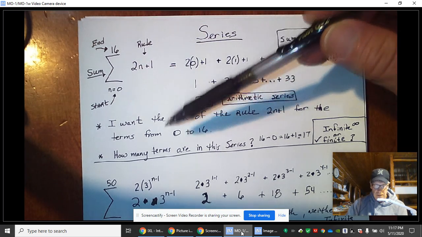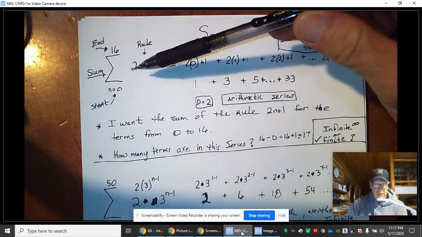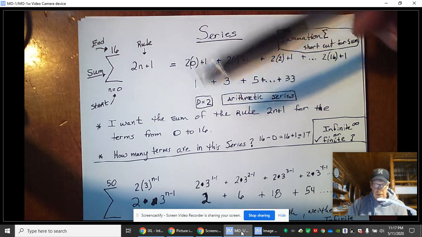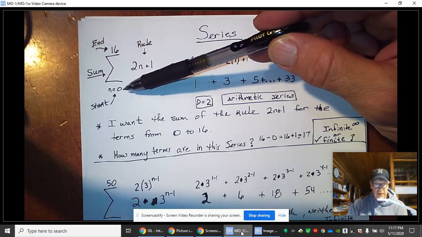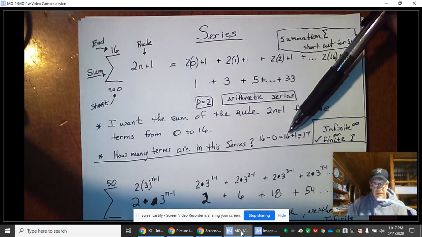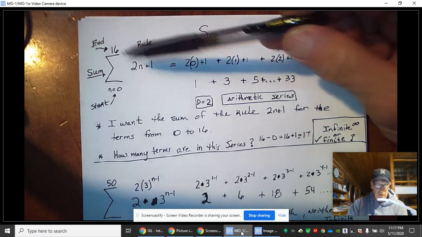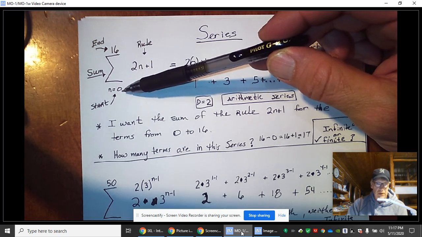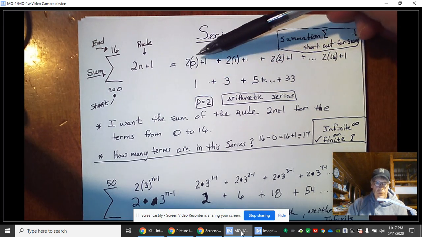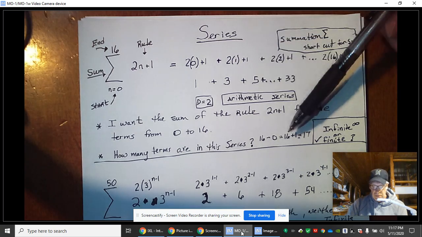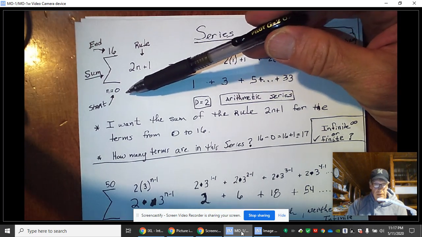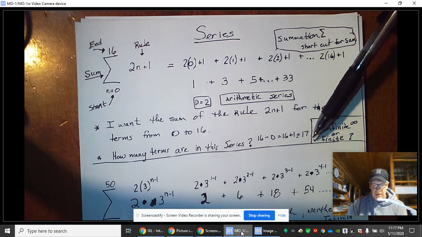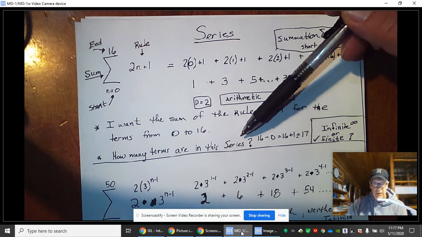So how many terms are in this series? Here's what I do. I'm going to take 16 subtract 0. A lot of people think that it's 16. Well, when you subtract, you really don't include 0, but I do include 0. So what I do is I subtract them and then add 1 for that last number. So I'm going to have 17 numbers in this series.